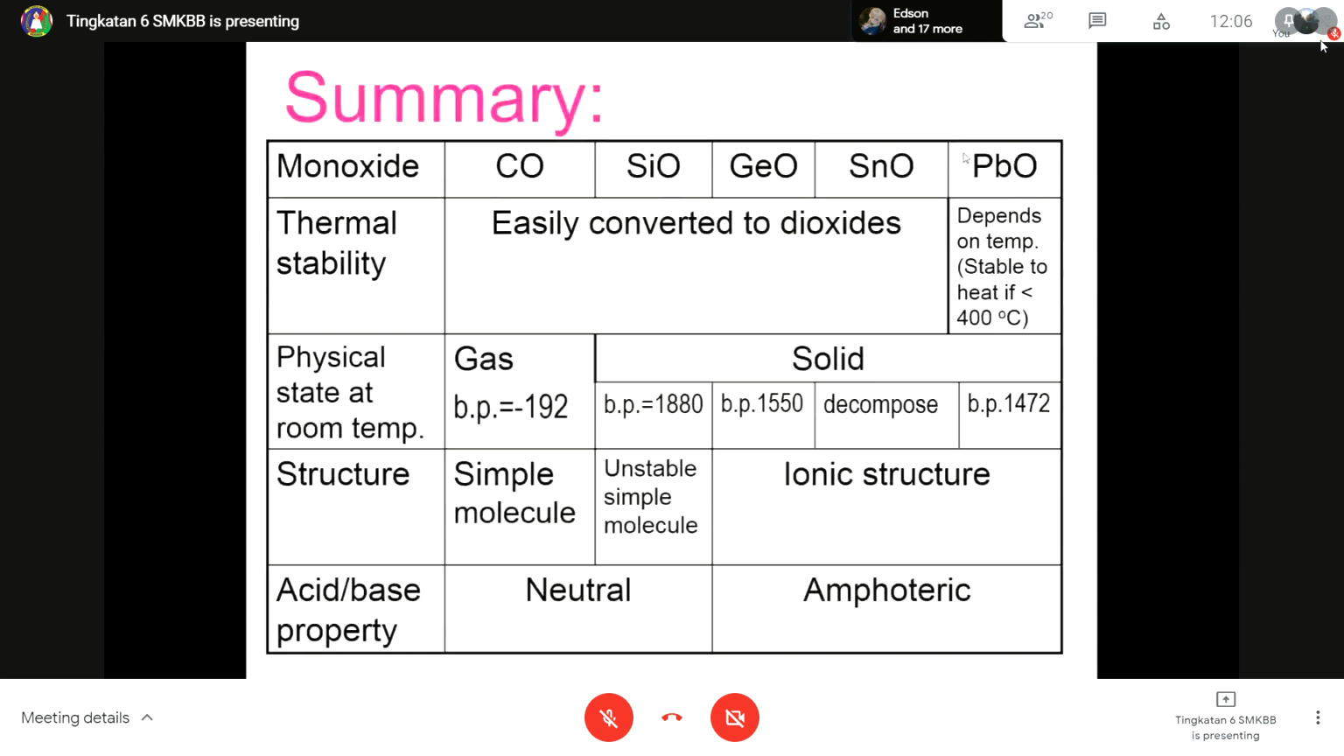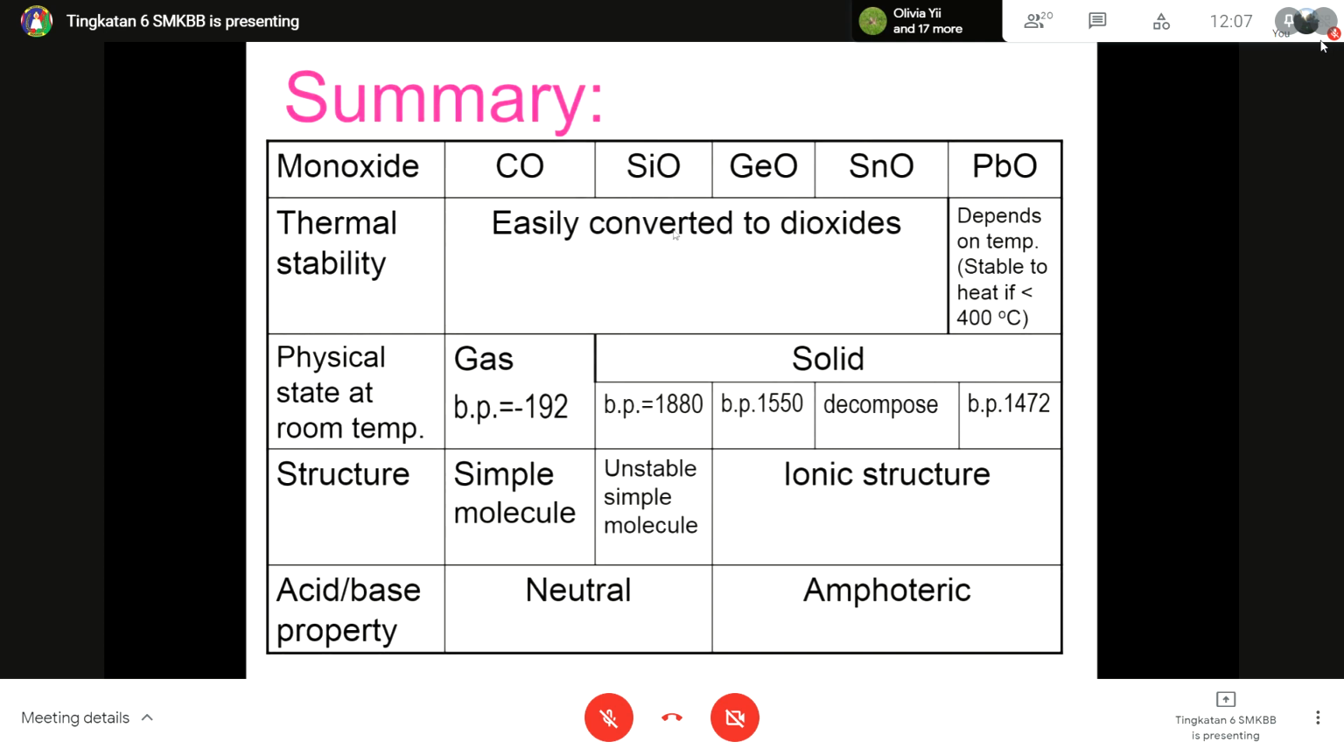But the other three, of course, they are unstable. They can easily becomes their CO2, SiO2, even though the process that SiO changed to SiO2 is slightly different lah, isn't it? CO plus oxygen becomes CO2. GeO plus oxygen becomes GeO2. SnO plus oxygen becomes SnO2. But SiO, of course, not plus oxygen. This one disproportionate, isn't it? SiO becomes SiO2 plus Si. Of course, equation half scenario.